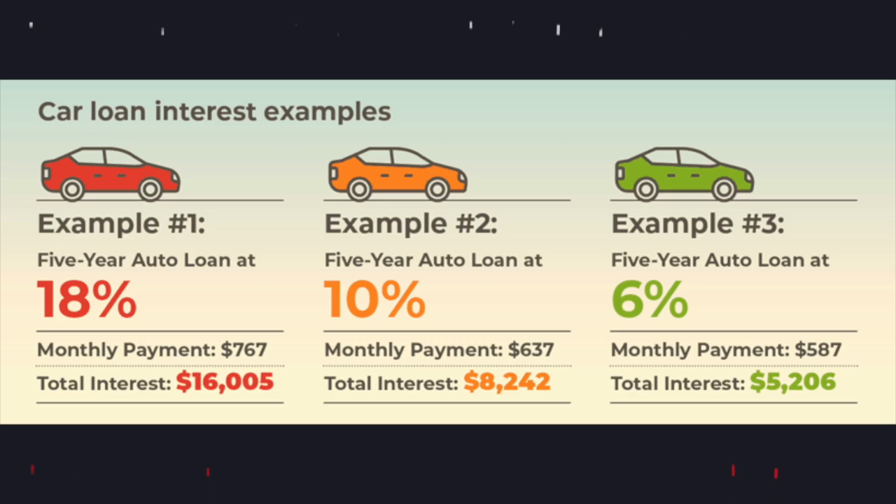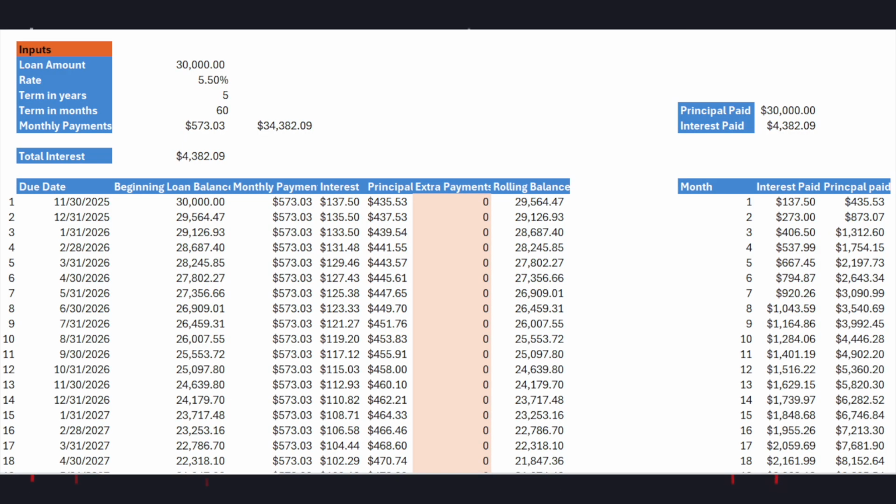A half percentage point difference means saving an extra $800 to $1,000 in interest over 5 years. And if you throw in an extra $50 payment each month, that cuts my total interest by almost $600 and shaves 4 months off of the loan. So if that sounds crazy, that's exactly what we're building today: a simple loan calculator in Excel that shows you how small changes in your loan terms can save you thousands.